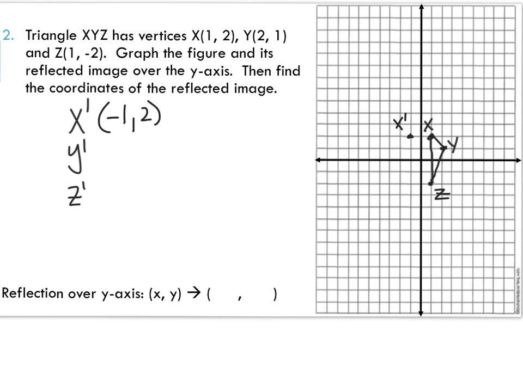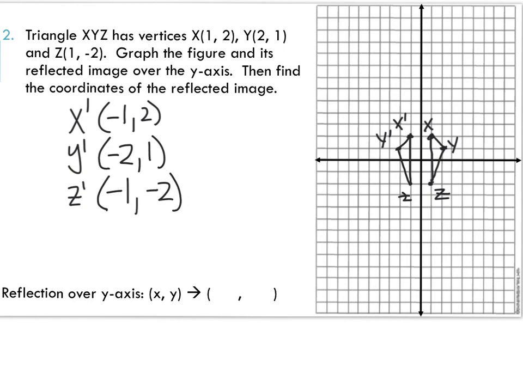Let's do y. So y was 2 to the right again, and this time it's going to be 2 to the left. This will make our y prime be -2, +1 now. Hopefully you are seeing where your z will be. So our new z prime is now again going to be to the left with this. And our new z prime is -1, -2.